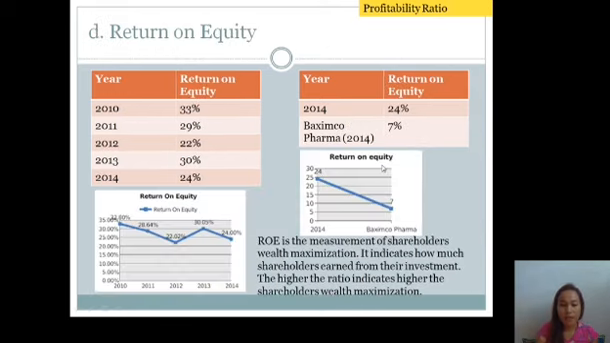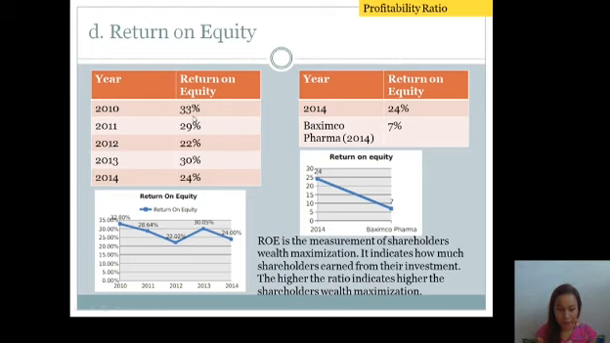The third one is return on equity, ROE. It is the measurement of shareholders' wealth maximization. It indicates how much shareholders earn from their investment. The higher the ratio, the higher the shareholder wealth maximization. So return on equity is highest in 2010.